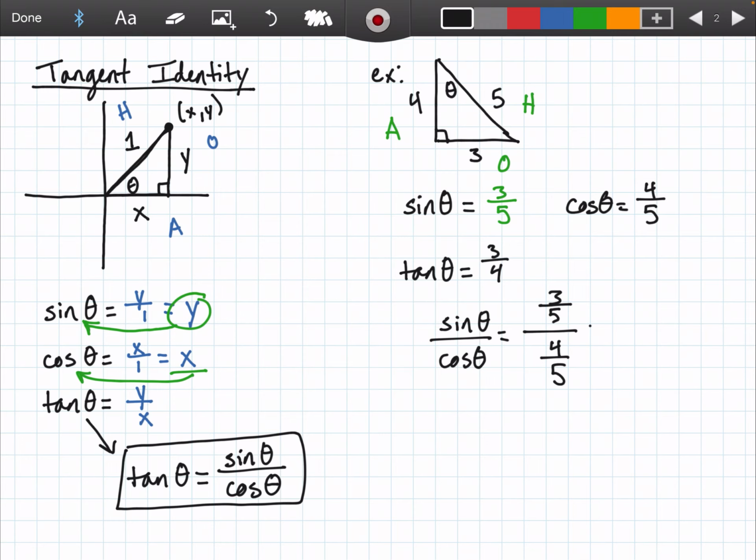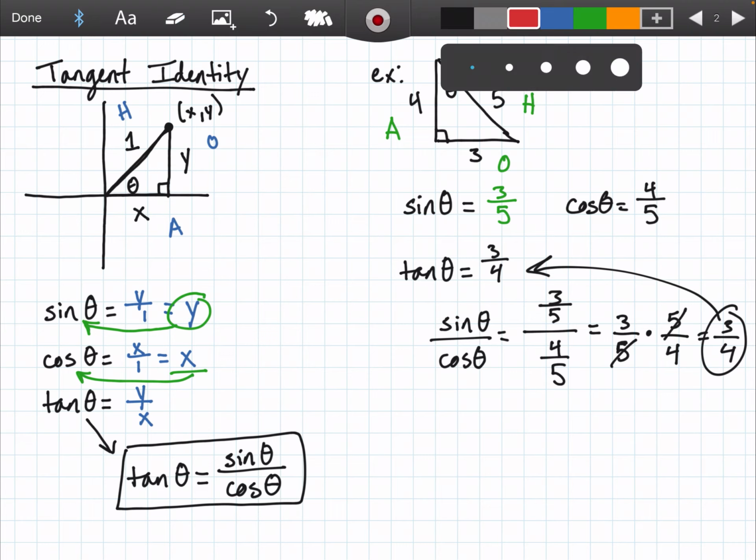Anytime we're dividing fractions, ours is not to reason why, but to invert and multiply, meaning to divide these two fractions, I'm going to keep, I think some of you have heard it as keep, change, flip. Keep the first one, change it to multiplication, and then flip the second fraction. Look at that, 3/4. That was tangent. Cool. So that's a tangent identity.